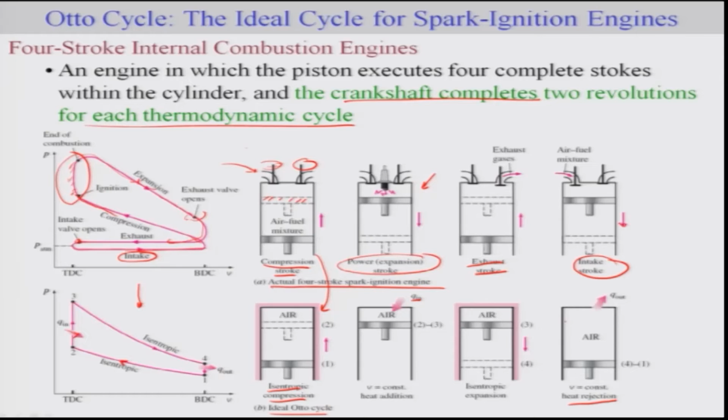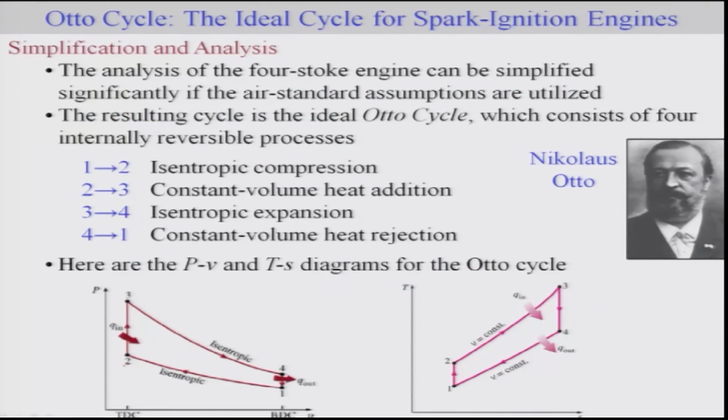So this becomes your Otto cycle analysis, and this is your PV diagram for that. Let me go through some more subtle points of this Otto cycle. For the Otto cycle, we will be considering the four-stroke engine, and this cycle can be assumed as an ideal Otto cycle.